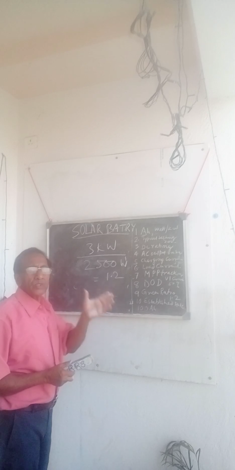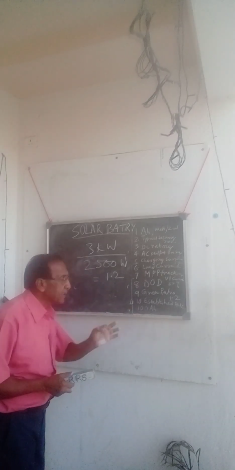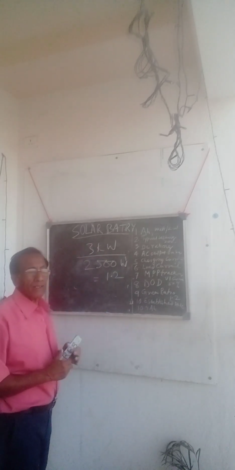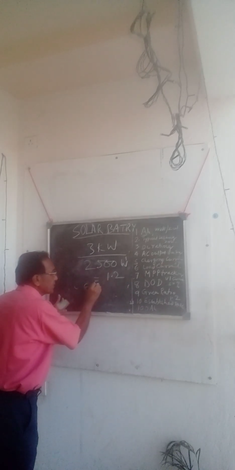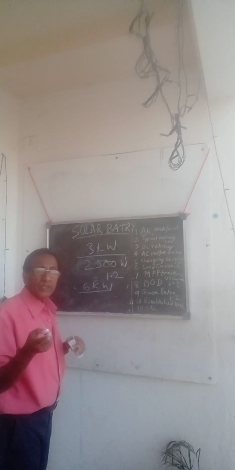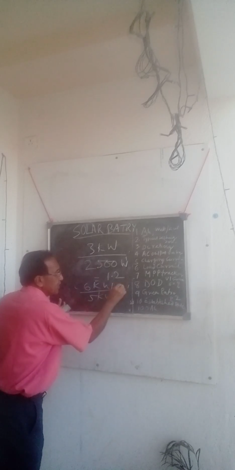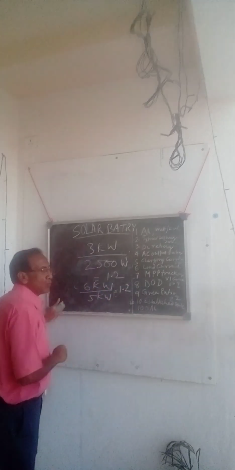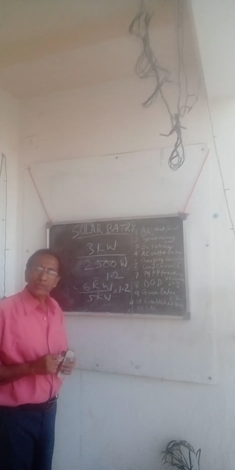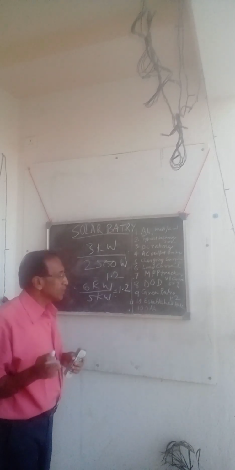So the rating of the solar AC output inverter should be slightly less than the DC rating of the solar panel. If the solar panel is of 6 kilowatt, then the AC output rating of the solar inverter should be 5 kilowatt, so that we can get the 1.2 green ratio. It is called the green ratio so that our system functions very smoothly.